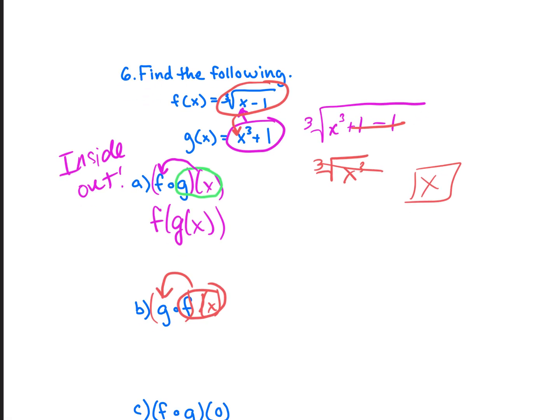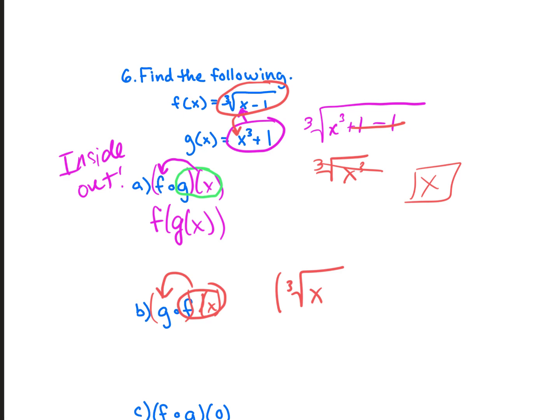So instead of the x, I'm going to write, okay, cube root of... I'm going to take that whole f function and plug it into the g. So I have cube root of x minus 1, then cubed, plus 1.